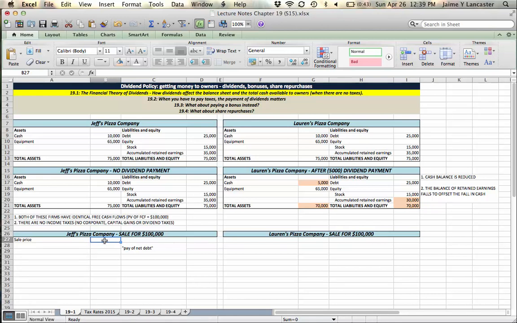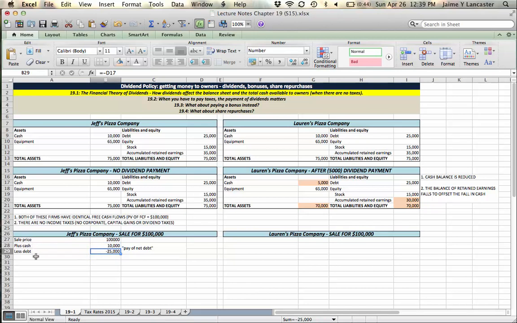So if we sell the company for $100,000, we are not going to sell our cash and our debt within that $100,000. We're going to add our cash and we are going to subtract our debt. That's just what we did when we were calculating the value of equity. So Jeff will get $10,000 extra for the cash he has, and he will receive $25,000 less for the debt that he has, because the person who buys the company is also going to get the cash, and they're going to have to pay off the debt.